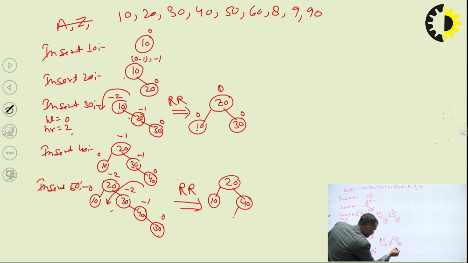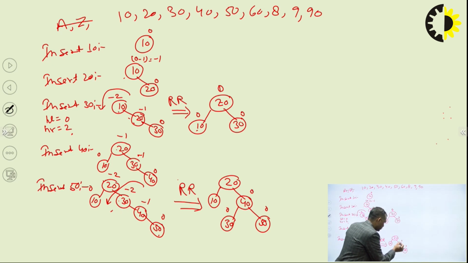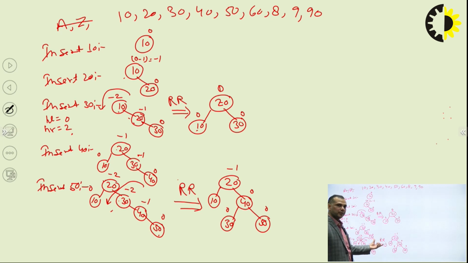30 is on this side and 50 is on this side. Clear? So 30's balance factor is 0, 50's balance factor is 0. 40's balance factor: left height 1, right height 1, that is 0. 20's balance factor: left height 1, right height 2, so 1 minus 2 is minus 1. When we apply any rotation, it is compulsory that the balance factor satisfies the plus 1 and minus 1 property.